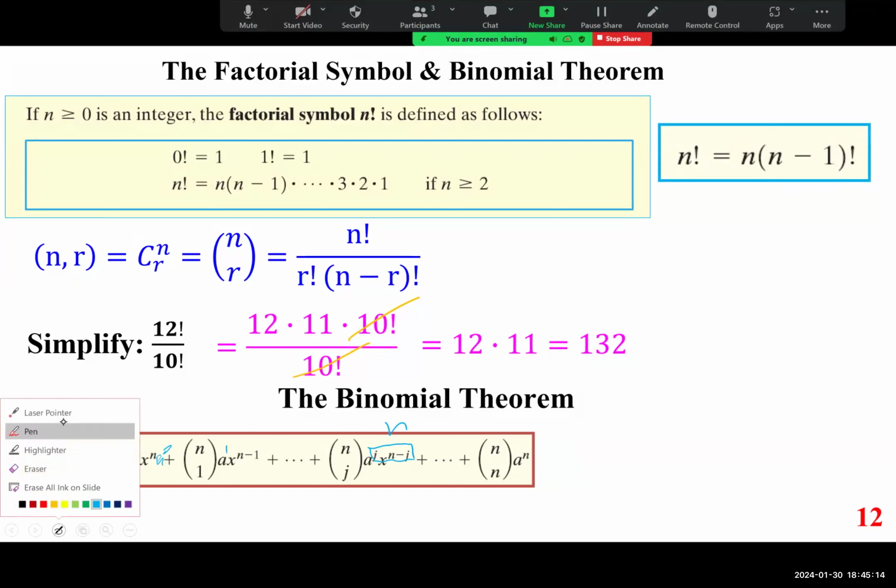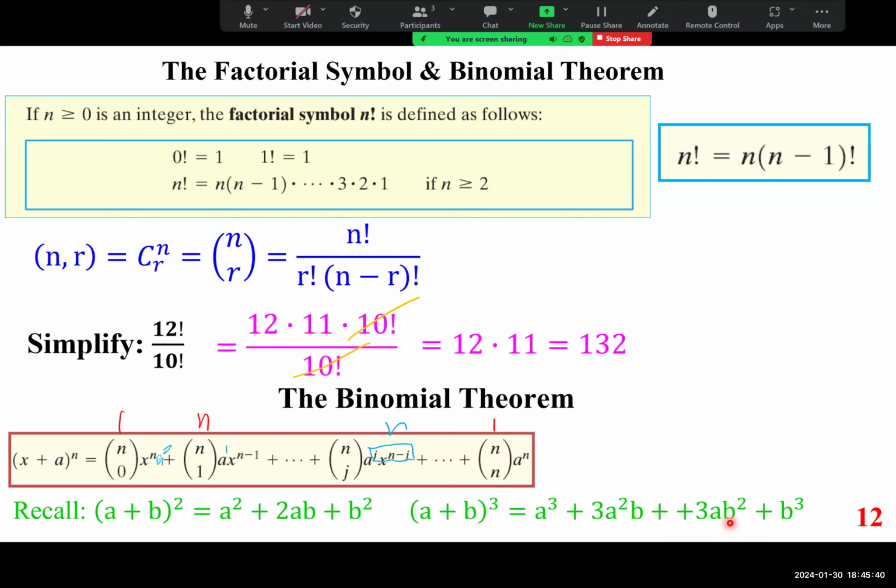It so happens, and you can show that this ends up being 1, this ends up being n, and this ends up being 1. Okay, so you can show that. Now, for example, I hope everybody remembers that (a plus b) squared is a squared plus 2ab plus b squared. (a plus b) cubed is a cubed plus 3a squared b plus 3ab squared plus b cubed. Okay, that is the binomial theorem.